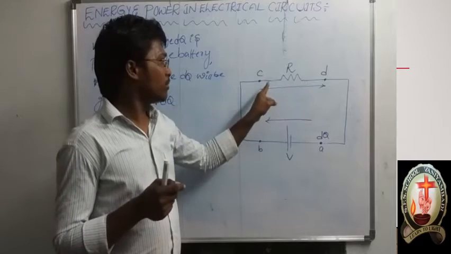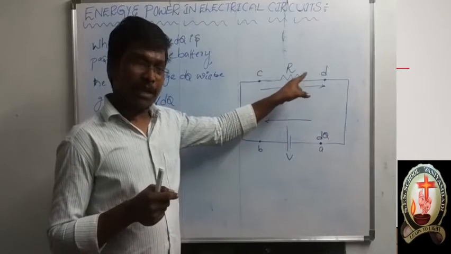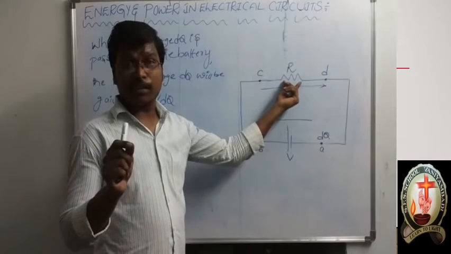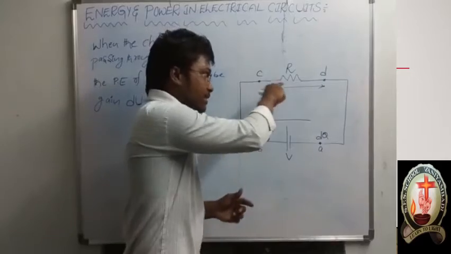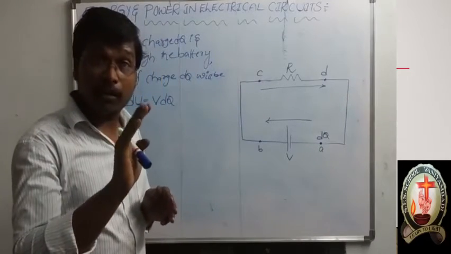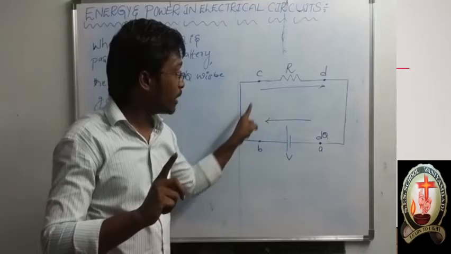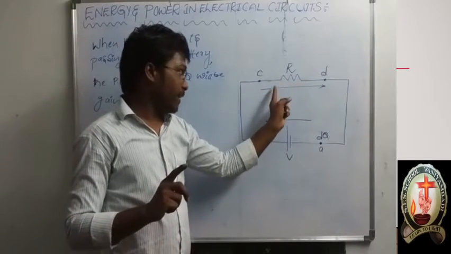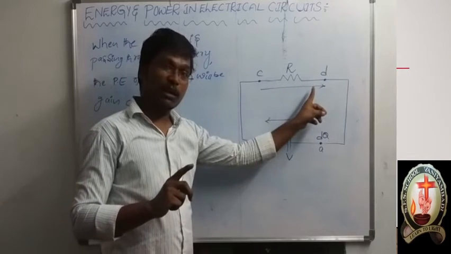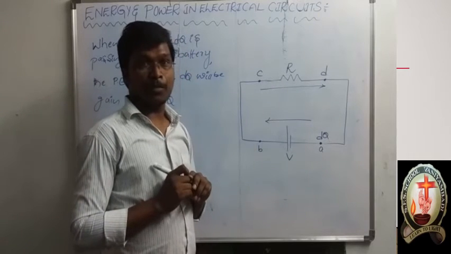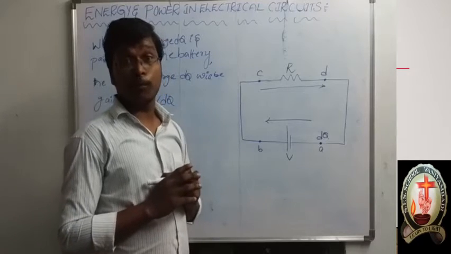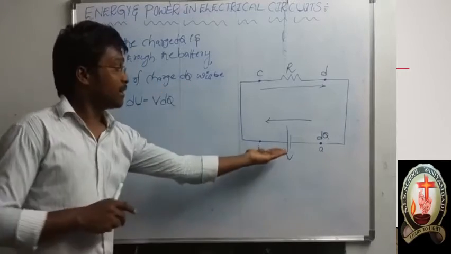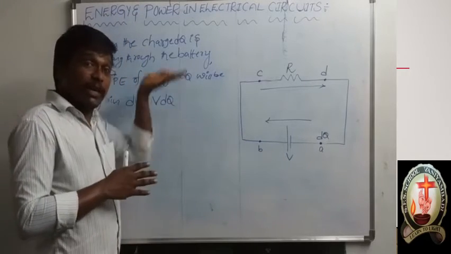Resistor, it will move from C to D. But in between C to D, the resistor is there, so the charge compulsorily has to pass through the resistor. Whenever the charge dq is passing through the resistor, some amount of potential energy will be lost. Here, what happened? Some amount of potential energy of the charge will be gained.